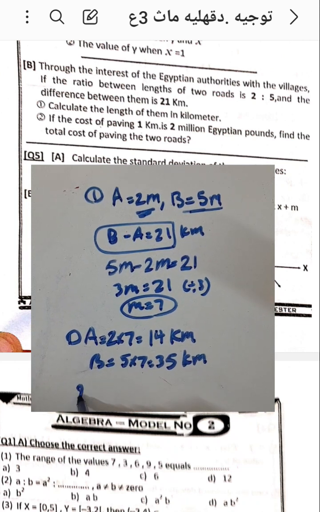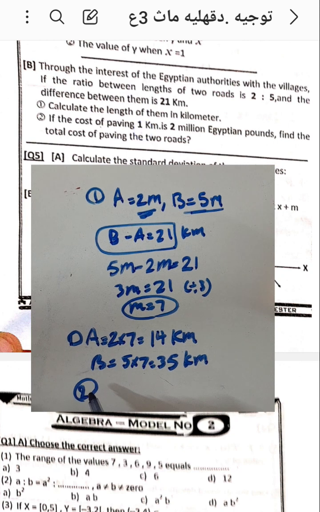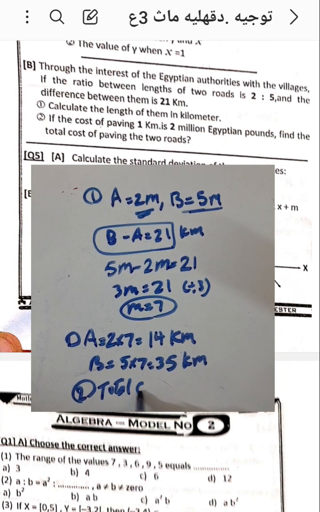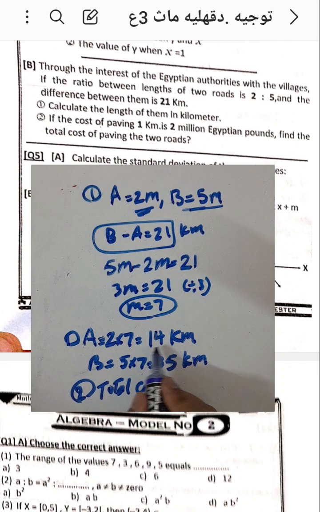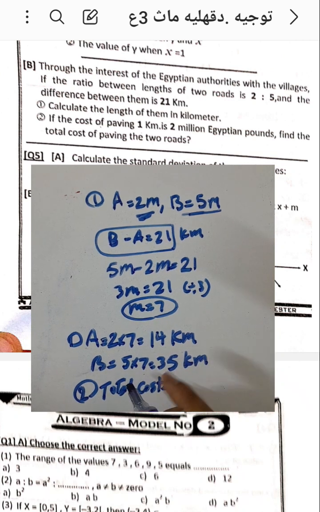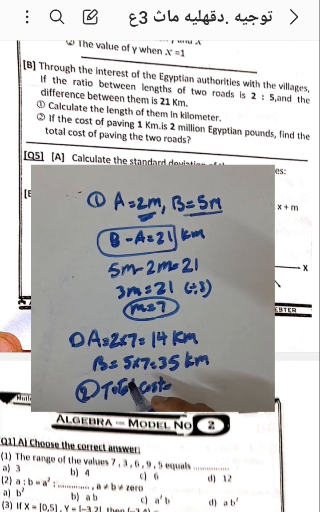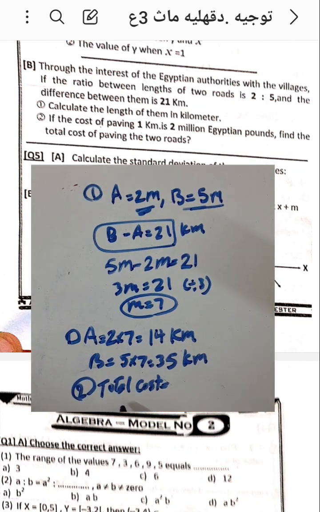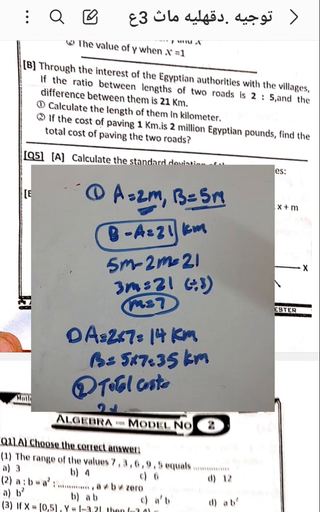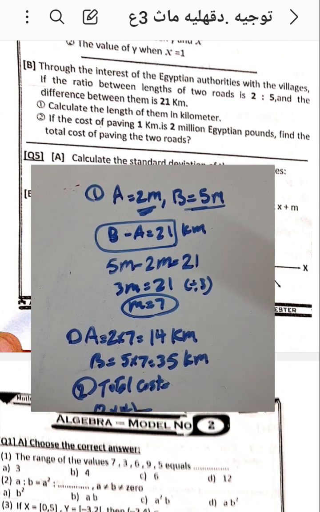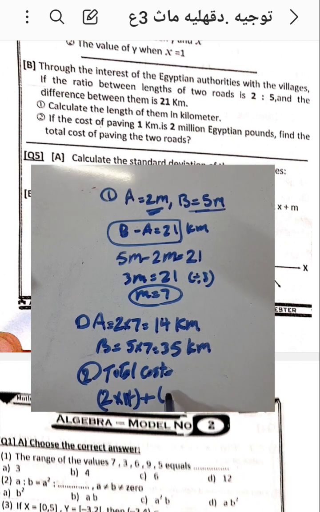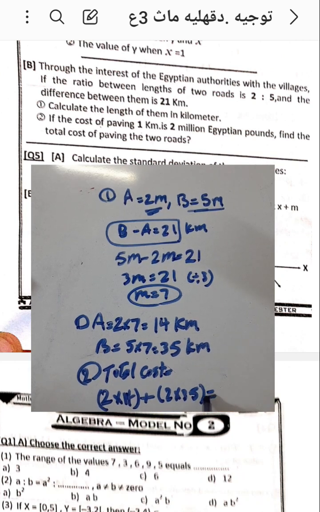Number 2, the cost of paving 1 kilometer is 2 million Egyptian pounds. Find the total cost of paving the two routes. So we can find the total cost. We have 14 kilometers, and the cost of 1 kilometer is 2 million Egyptian pounds. So we can write 2 multiplied by 14 to find the cost of the first route. And the second route was 35 kilometers, write 2 times 35, and then add them.